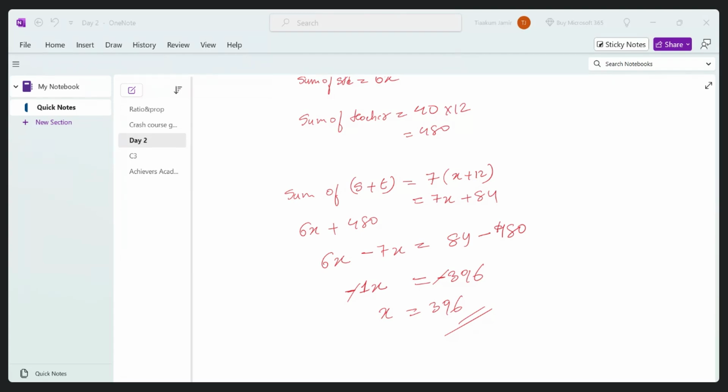So we know about percentage now, ratio and proportion, we know average now. Let's try profit and loss then.